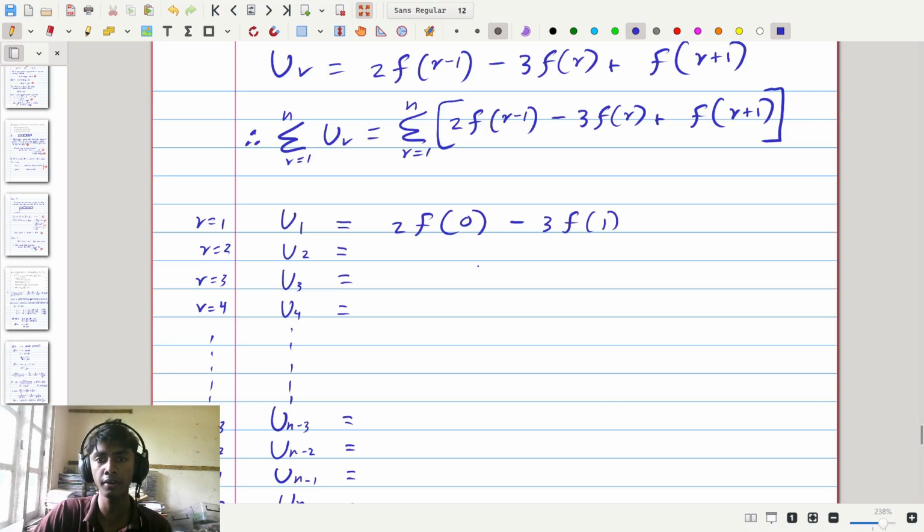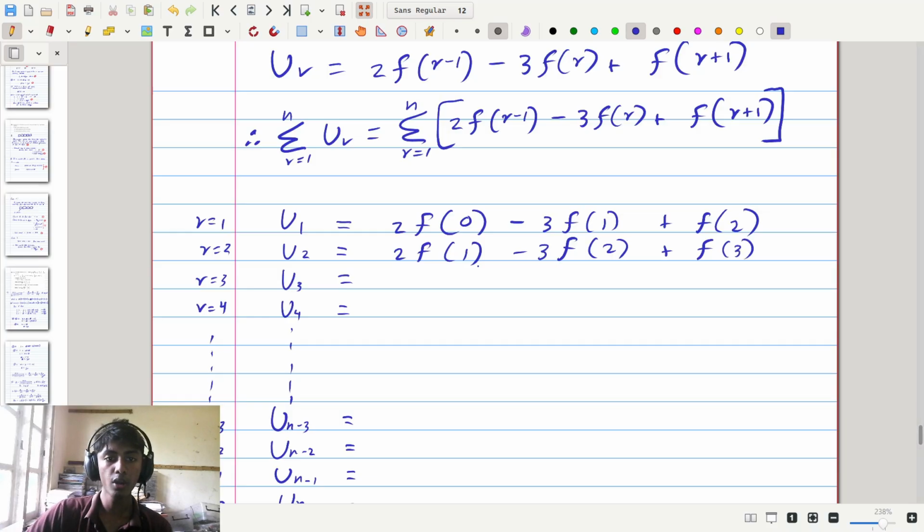So minus 3f1, and then plus f of r plus 1, which is f of 2. Now on the next line, we'll have those same values when r equals 2. So we're going to have 2f of r minus 1, which is 2 minus 1, which is 1, minus 3 times f of r, which is f of 2, plus f of r plus 1, which is f of 3.